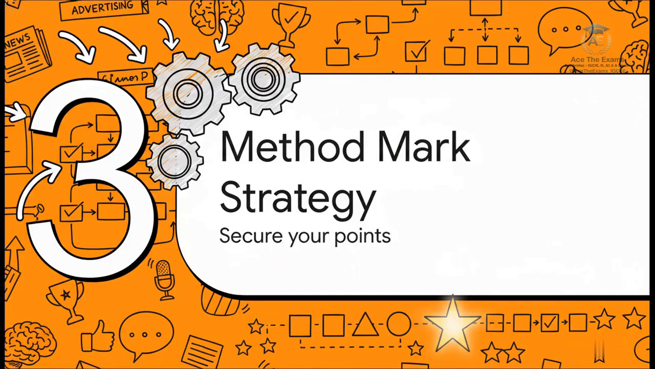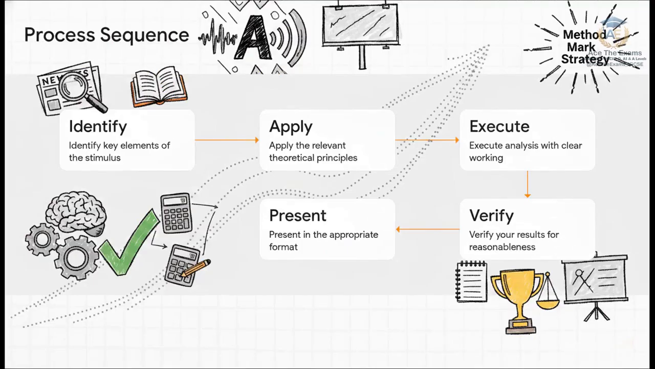Accessing Sector 3, the method mark strategy. This is how we secure our loot. This right here is your stamina pacing matrix. The syllabus requires systematic processing, and it follows a clear, standardized sequence of raid mechanics. Break this sequence, and you fail the quest.